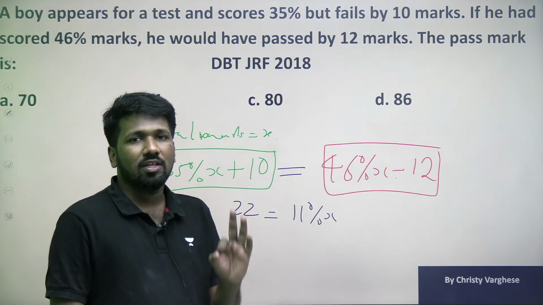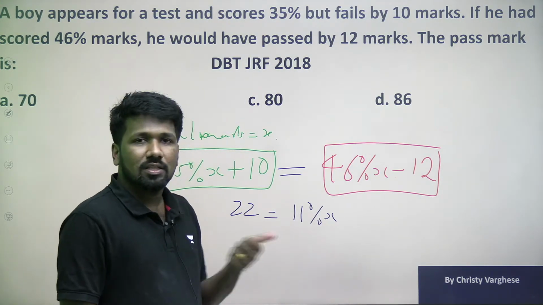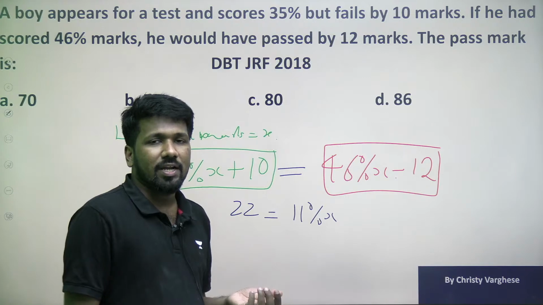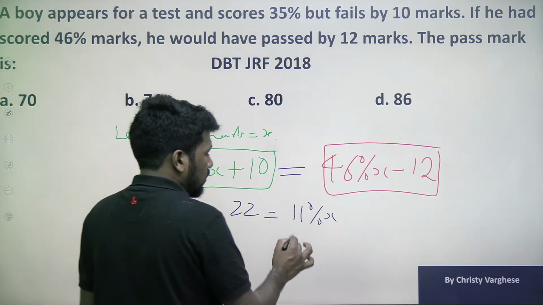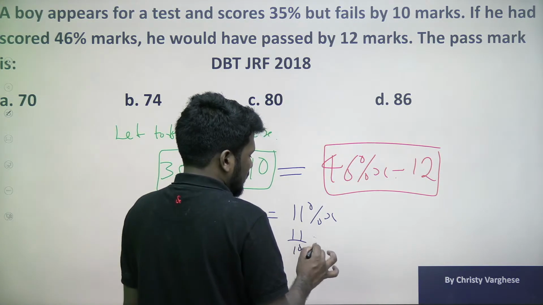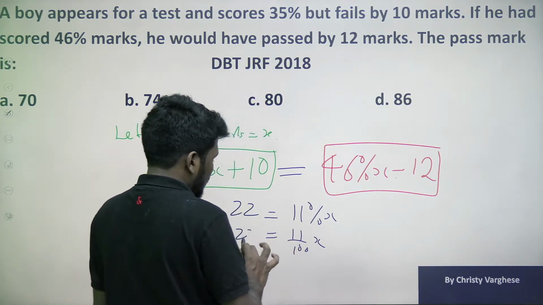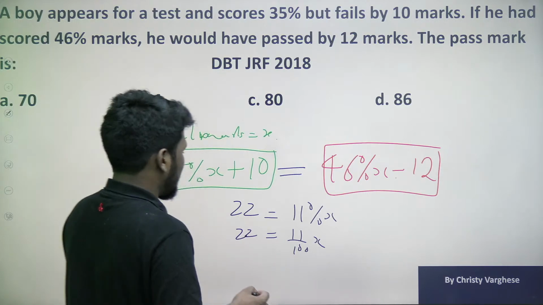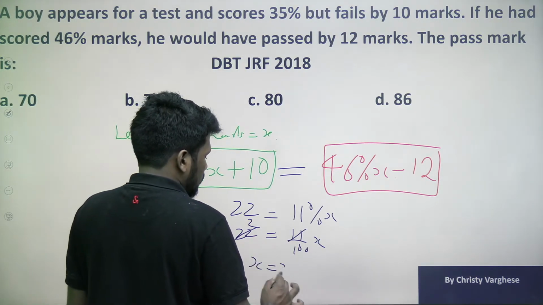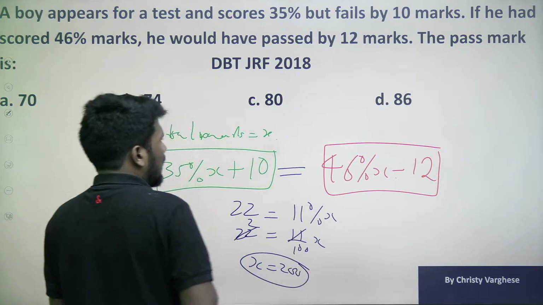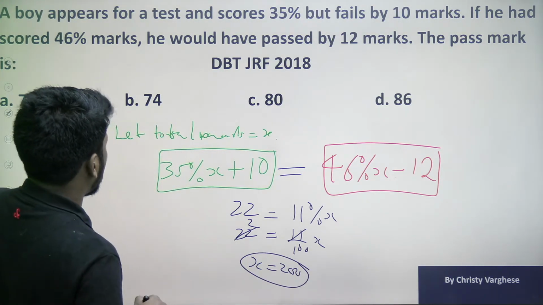Those who attended my Vedic math class or speed maths class, there you can learn the mental arithmetic way if you are not aware of it. Otherwise, for the time being, you can use the paper math way itself, the traditional way. But that is time consuming, at least wasting 10 to 20 seconds. So 11 and 22, cross multiplying, x equals 200. So 200 is the total mark, not the pass mark.